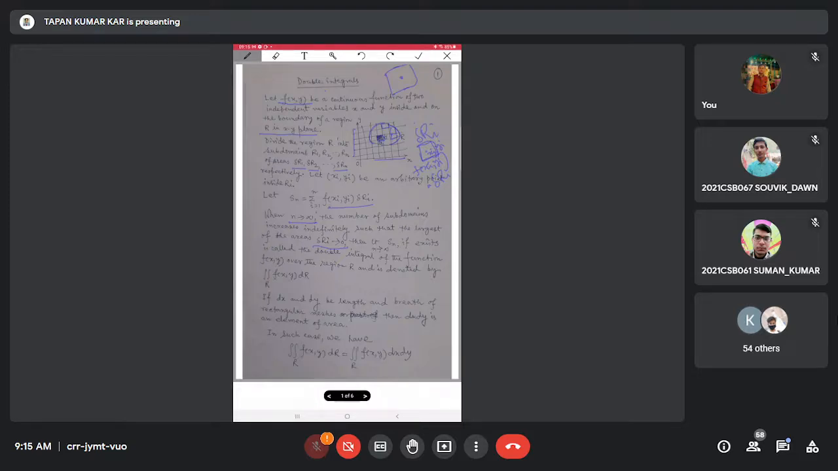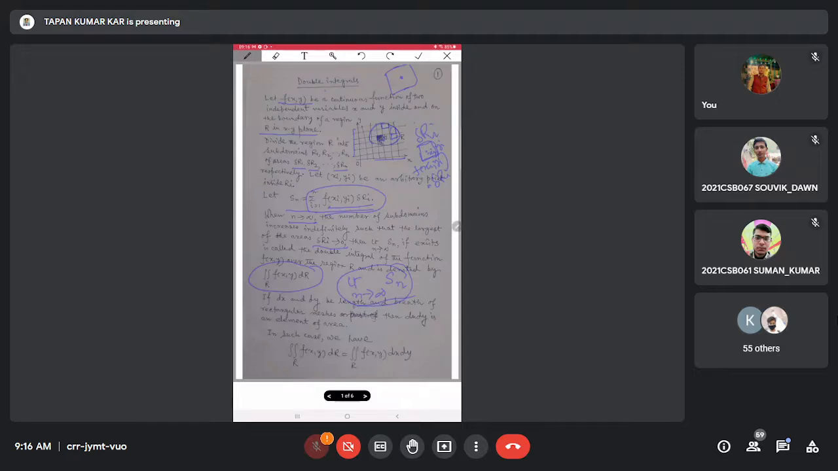In that situation, when delta Ri tends to 0, that is, when you take the limit n tends to infinity of Sn, if this limit exists, meaning the region is divided into an infinite number of subdomains and the area of each subdomain tends to 0, then we say that this sum is taken as the double integral of f(x, y) over the region R.